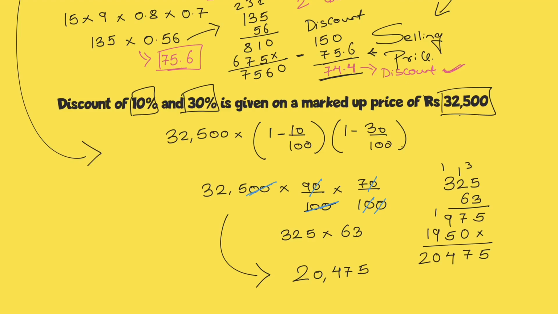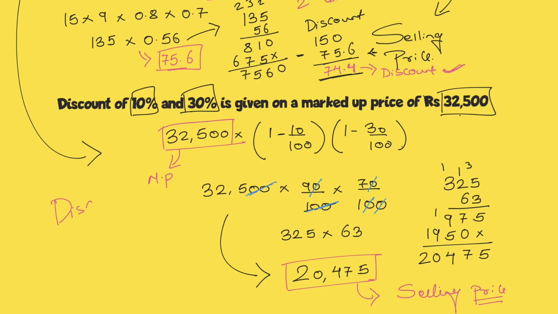So if you want to know the selling price directly from the mark price, please use the formula method, because in this case there is no need to go into the complications of finding out the percentage, because all that is being asked of me is a selling price from the mark price, and the easiest way to go about this would be the formula method.